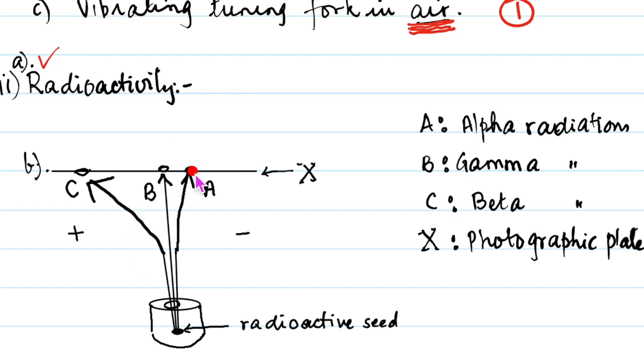So you will have 3 exposures here. So we will call this A, B and C and write here separately that A will be alpha radiations, B will be gamma radiations because they will be undeviated, and C will be beta radiations. And what is X? X is the photographic plate. So that should give us our full marks. So this question will be 1 mark here for radioactivity and 2 marks for this diagram.